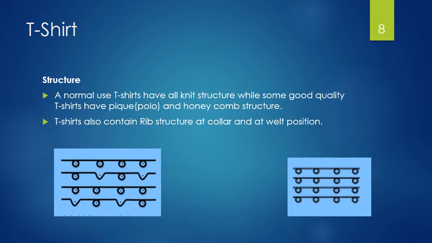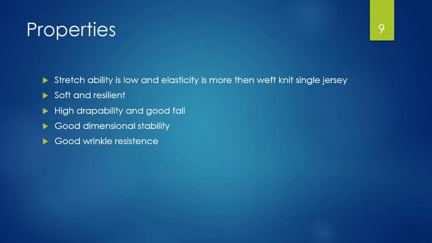So t-shirts can contain rib structure at collars and at welt position because high tension is required at these places, collars and arm welt, during wearing of the t-shirt. And as we know, rib structures are highly flexible for wearing purposes, and these are the properties why polo and PK designs are used for making t-shirts. Stretchability is low and elasticity is more than weft knit single jersey. Obviously PK structure is more elastic than single jersey fabric, soft and resilient.